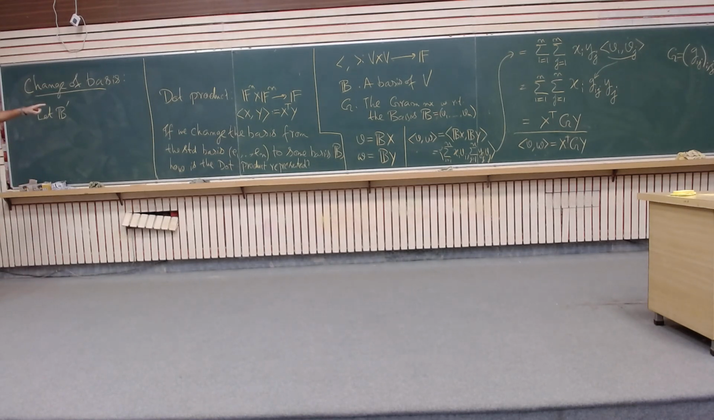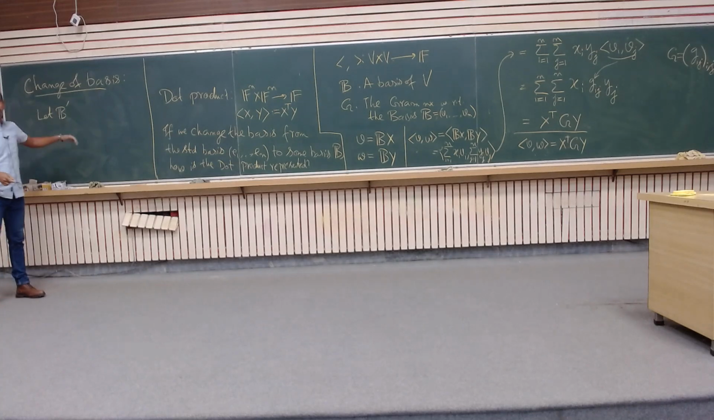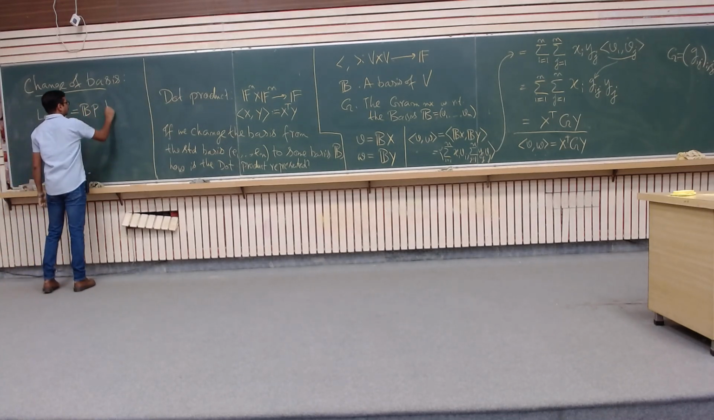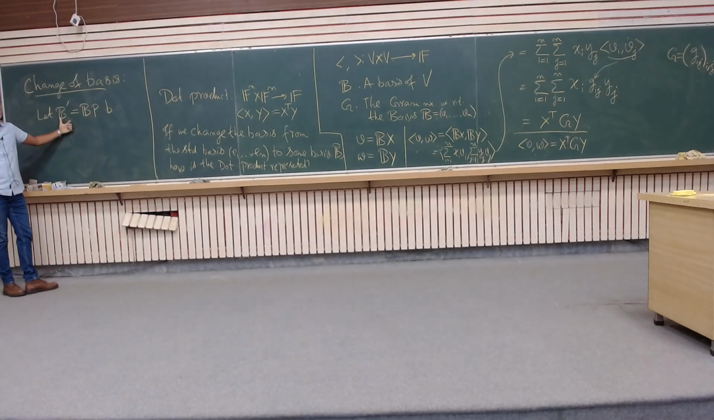How B dash and B should be related? All these things should be linear combinations of the elements of B, and those linear combinations will form a matrix which is invertible because B could also be expressed as a linear combination of the elements of B dash. So B dash equals BP, and this is that invertible matrix P. B is the old basis, B dash is the new basis. You are expressing the new basis in terms of the old basis, with the columns of this matrix.